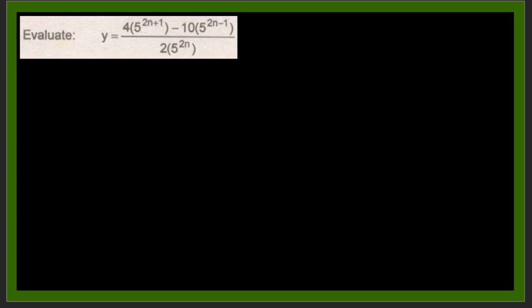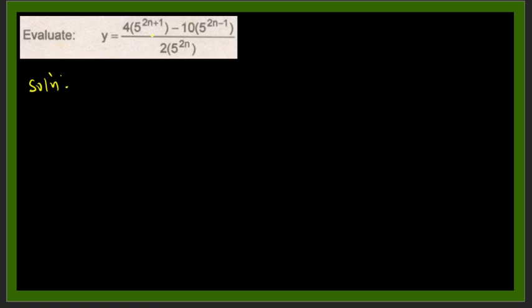So we have: evaluate y equals 4 times the quantity 5 raised to the power of 2n plus 1 minus 10 times the quantity 5 raised to the power of 2n minus 1, all over 2 times the quantity 5 raised to the power of 2n. For this example, we will try to simplify the expression in order for us to get the value of y. That's why the term is evaluate. Okay, so first we have our solution.